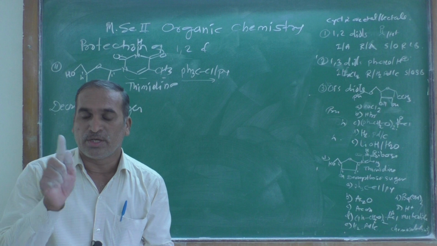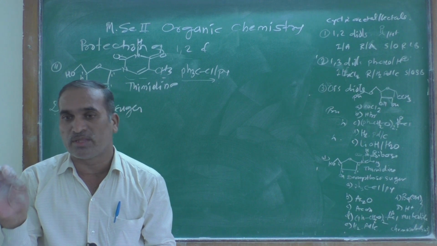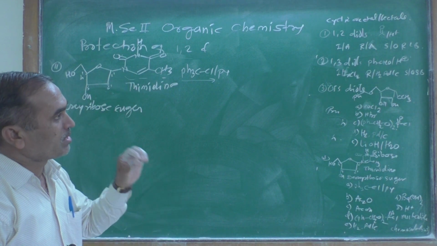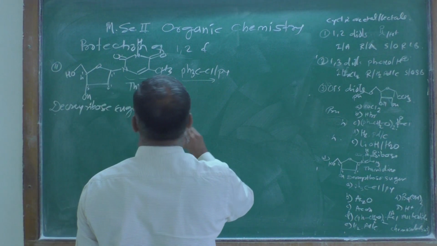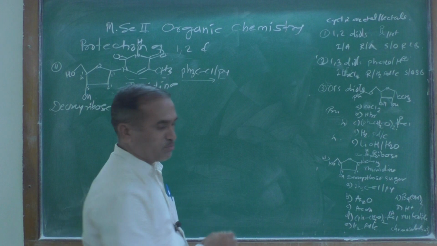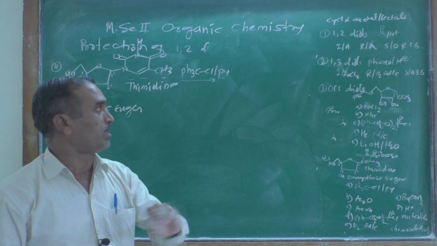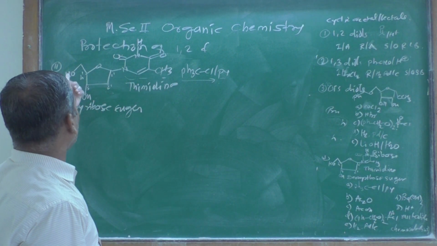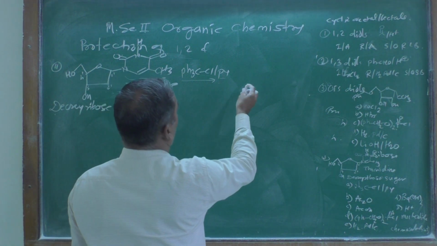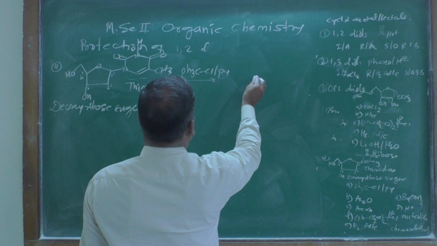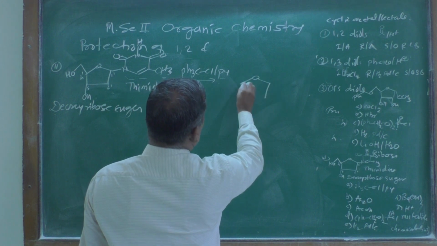Primary alcohol reacts, but it does not react with the secondary alcohol. That is a speciality of this trityl chloride. Pyridine, as we know, will abstract the proton, forming a negative charge, and therefore you are going to get the product here, this one.